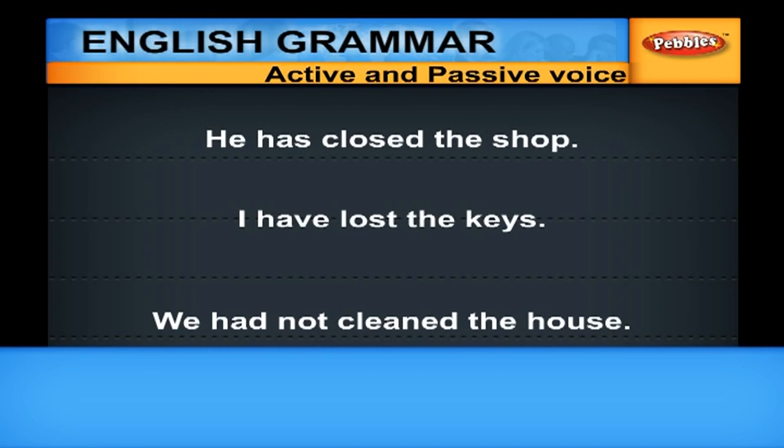Now, we will study how to change in case. If it is present perfect or past perfect, as we did in the case of continuous, the auxiliary has, have, had will be retained. The main verb is going to be the past participle. In between, you have to insert been.